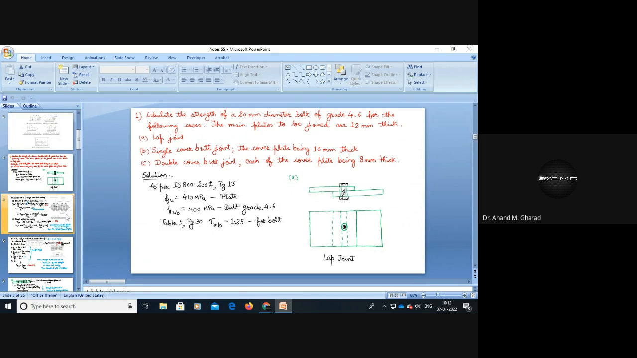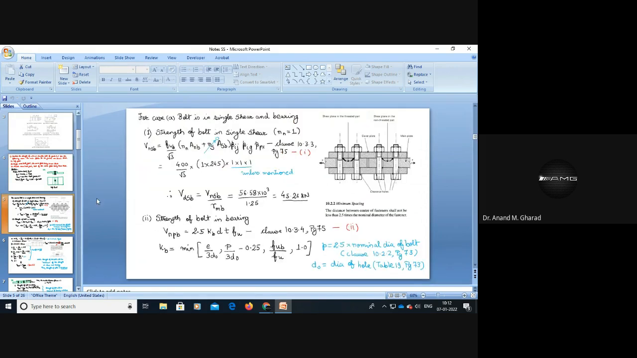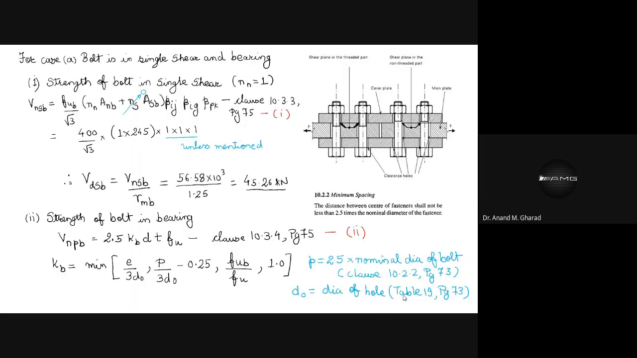So in the previous lecture we have seen calculation of the design strength of the bolt in single shear, and we were about to discuss the strength of the bolt in bearing. I hope you people have understood the various terms for calculating the strength of the bolt in shear.